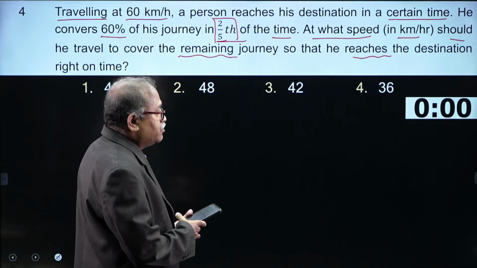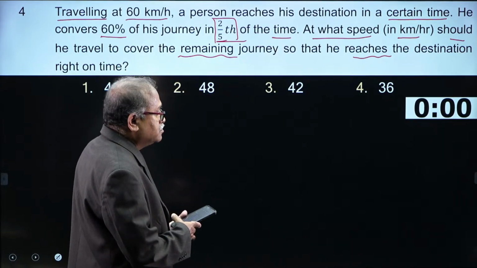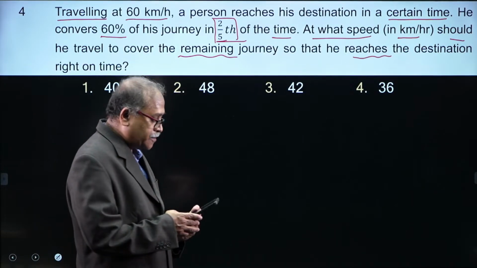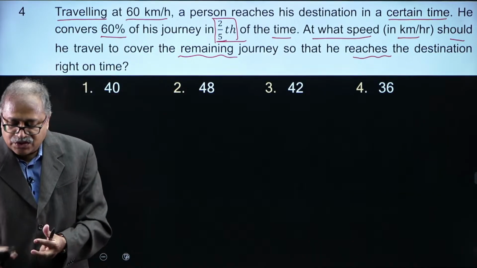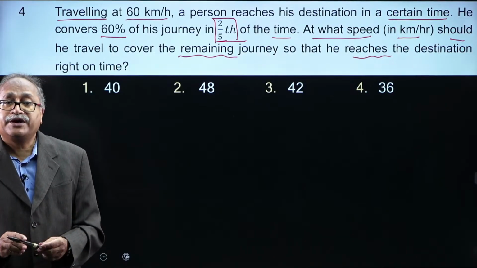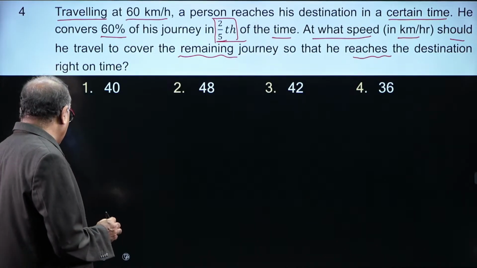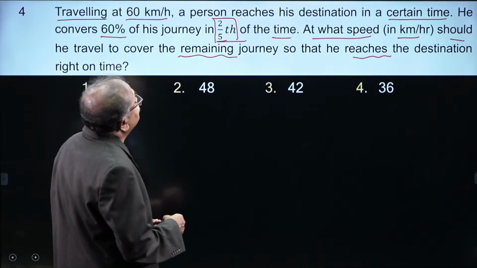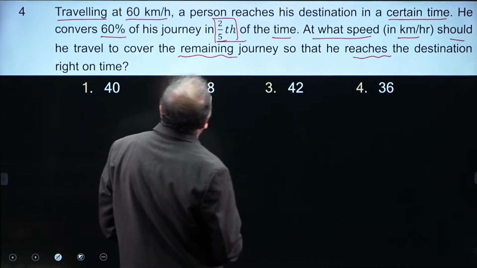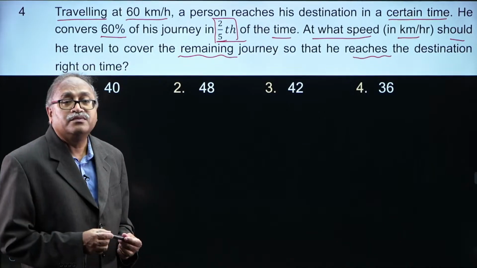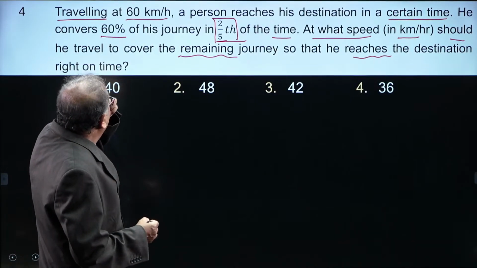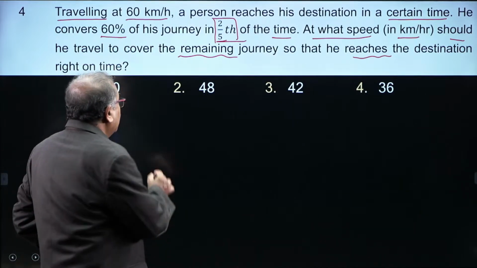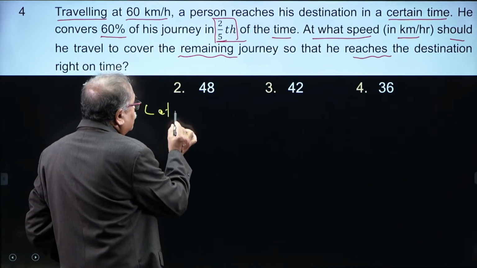60 kilometer per hour. You have to assume the distance over here. The time is up. Now, let me take this. What is the distance? Certain time, I do not know what the distance is, but what I know is 60% of the journey in 2/5 of the time.